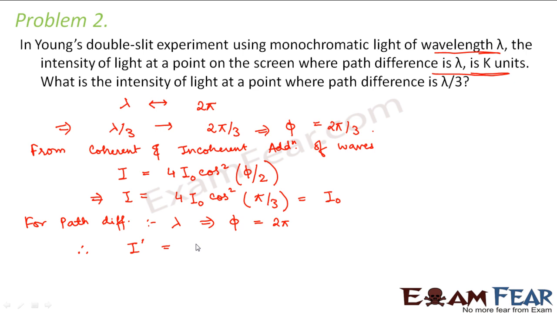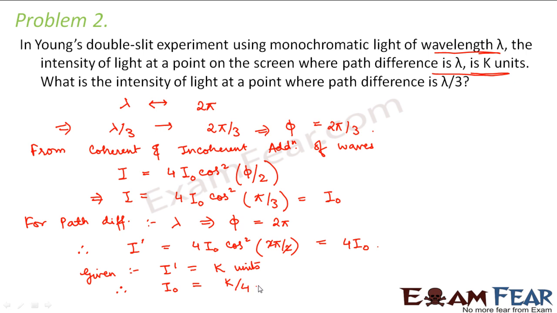Intensity I dash will be equal to 4 I naught cos square phi by 2, that is 2 pi by 2. So this comes out to be 4 I naught. Therefore, I dash is equal to 4 I naught. Now, what is given in the problem? In the problem, it says that this I dash is equal to k units. So, corresponding to a path difference of lambda, the intensity is given as k. Therefore, we can say that I naught is equal to k by 4.